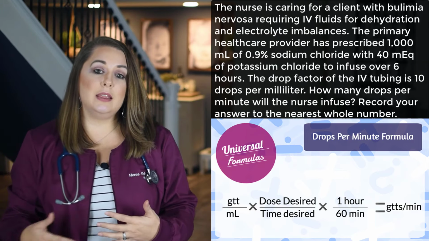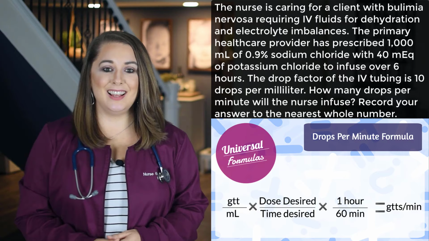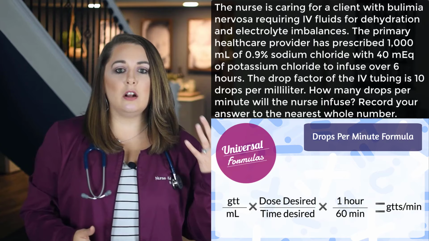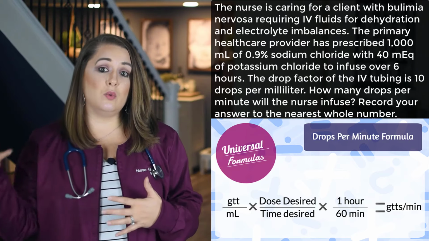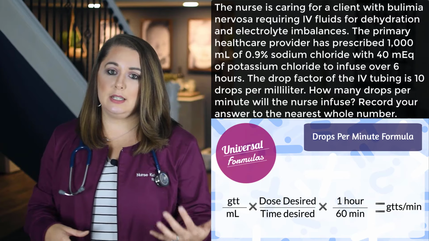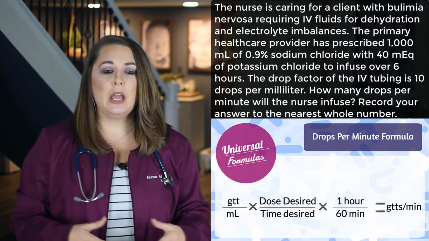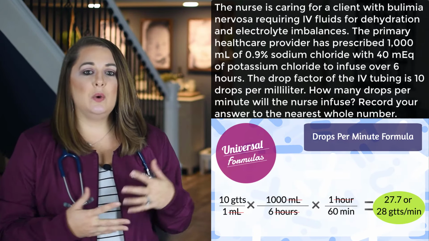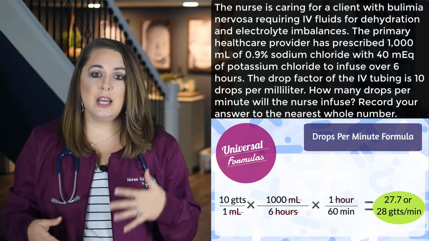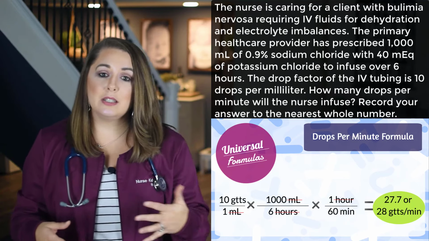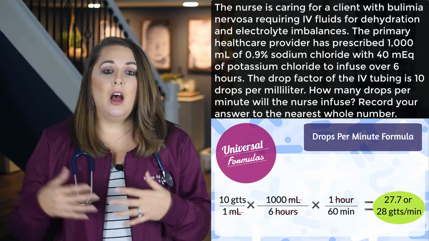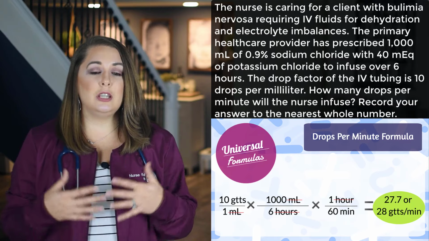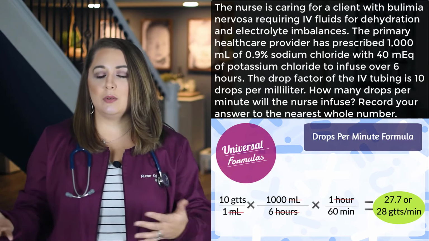Now using this formula, let's go ahead and set up our problem. First we need drops per mL, which essentially is your drop factor. Then we need our desired dose, or what the doctor ordered, followed by 1 hour over 60 minutes because we're solving for drops per minute. So our problem is going to look something like this: 10 drops over 1 mL times 1,000 mLs over 6 hours times 1 hour over 60 minutes. We see that our mLs will cancel out and our hours will cancel out, which leaves us with our desired units of measure, which is drops per minute.